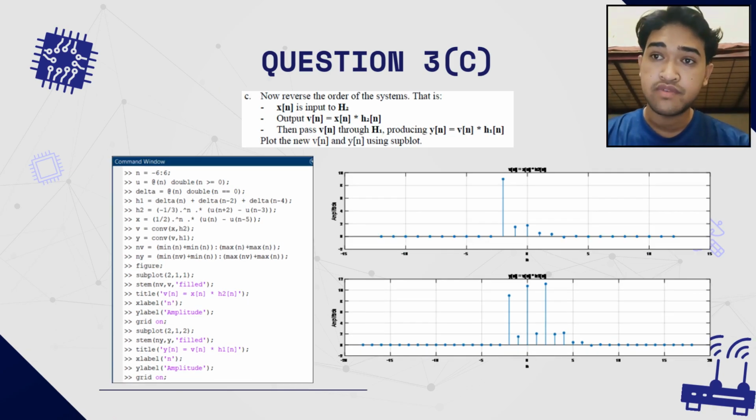In question C, we reverse the order of the system. Now the input signal first passes through h2, and the intermediate output becomes v[n] equals x[n] multiplied by h2[n]. Then the signal is convolved with h1 to produce the final signal.